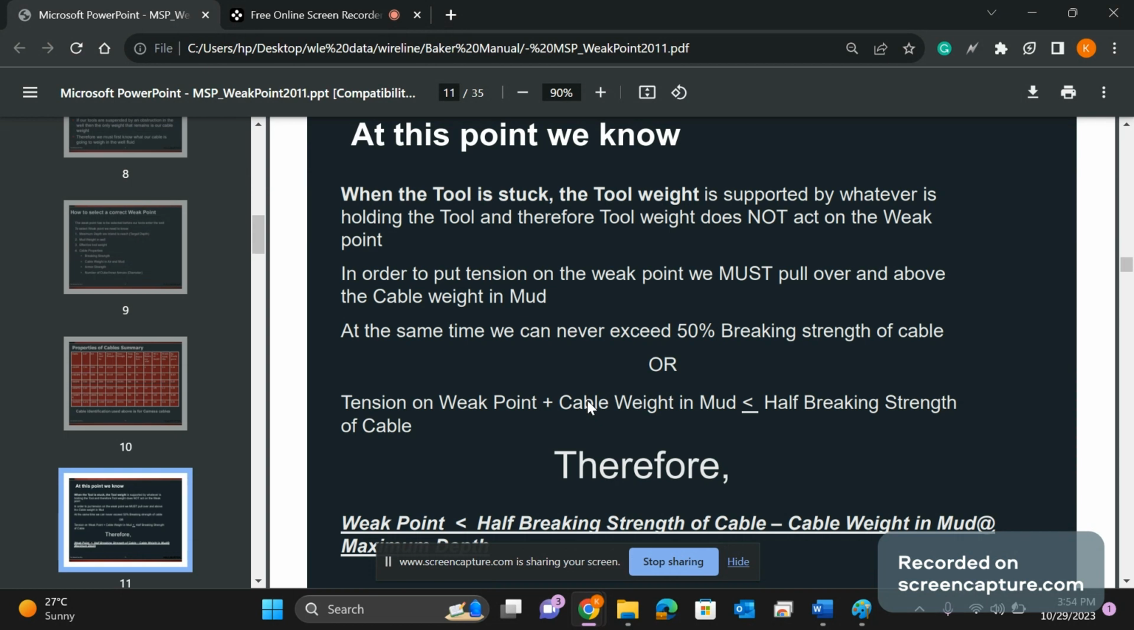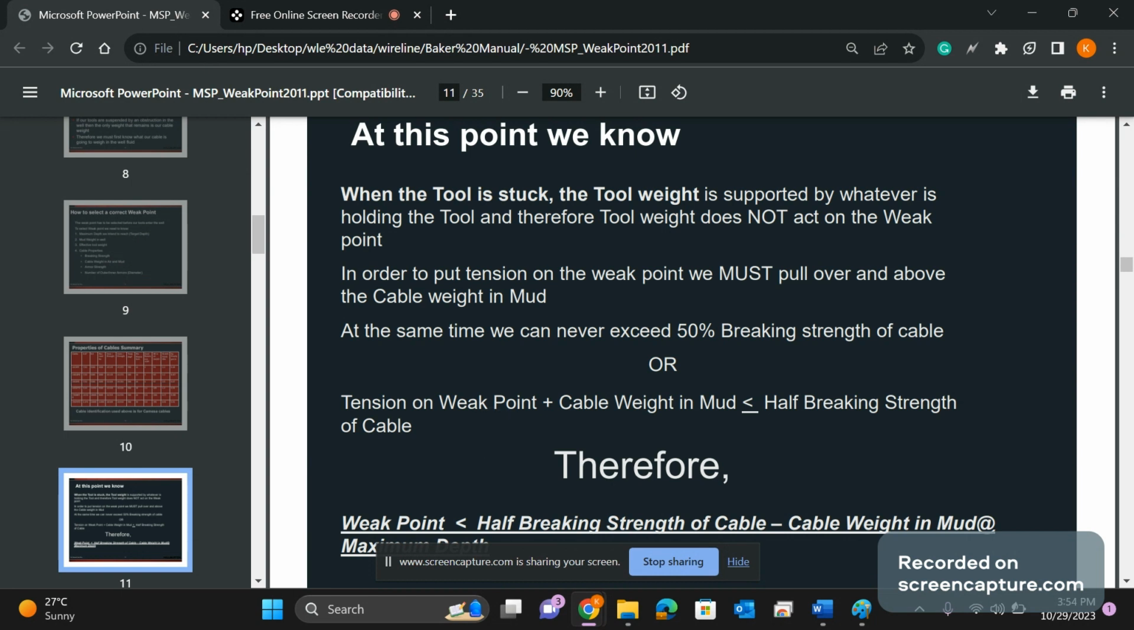One is the tension when we apply tension on the cable. The other is the tension due to the cable weight in mud. So if the cable weight is 10 pounds per foot, and we are at 10 feet, the tension appearing on the tension device will be 100 pounds. And then we apply the tension on the weak point.